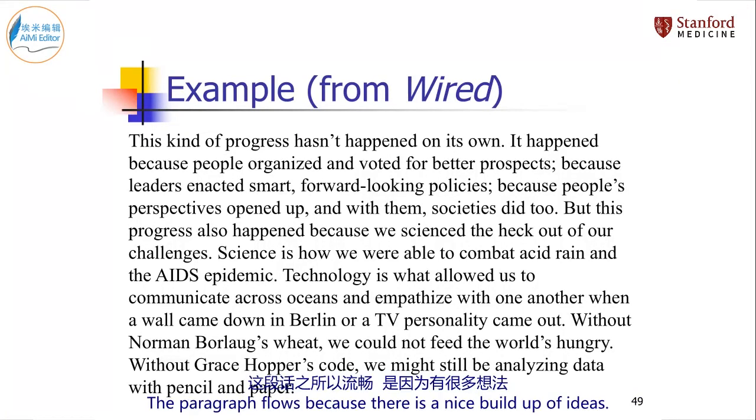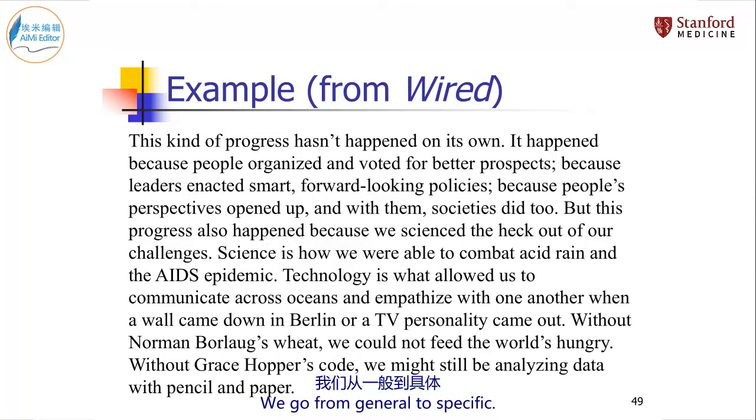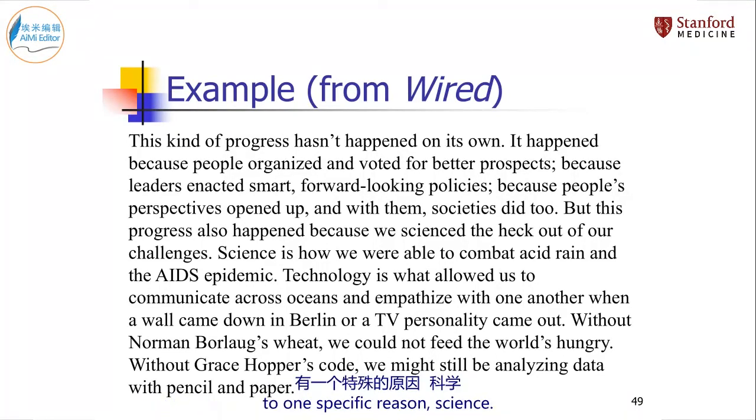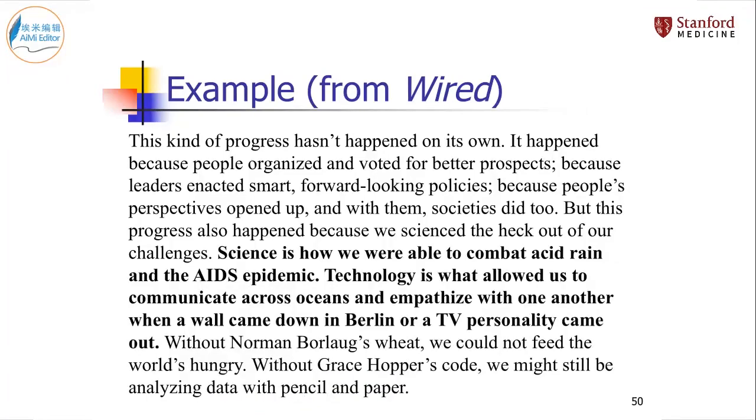The paragraph flows because there's a nice buildup of ideas. We go from general to specific. We go from general reasons that progress has occurred in the world to one specific reason, science. And then we get specific examples of how science has facilitated progress in the world.